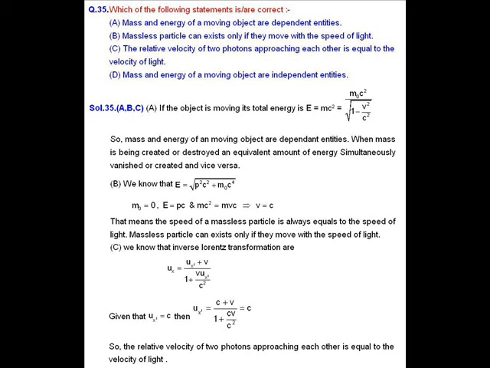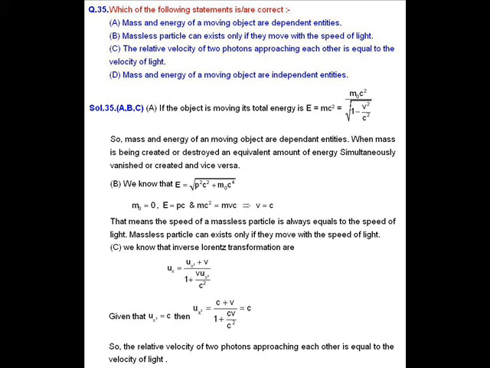So first of all, option A. By using the STR, we know that if the body or object is moving, then its total energy becomes E = mc², or E = m₀c² divided by √(1 − v²/c²). Mass and energy of a moving object are dependent entities. When mass is being created or destroyed, an equivalent amount of energy simultaneously vanishes or is created, and vice versa is also correct. So option A is correct.